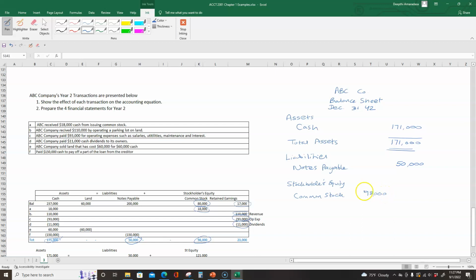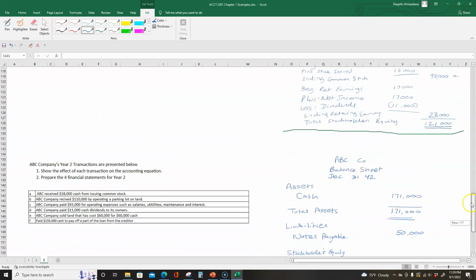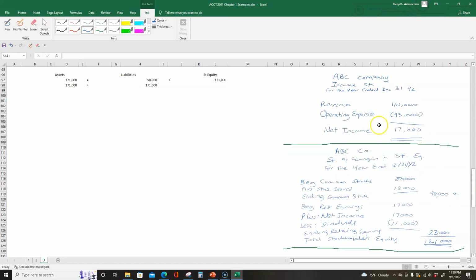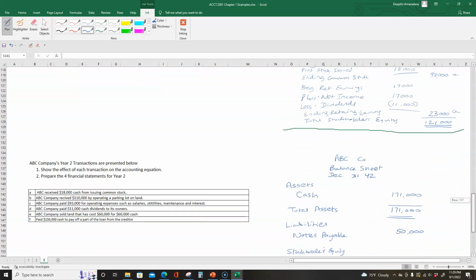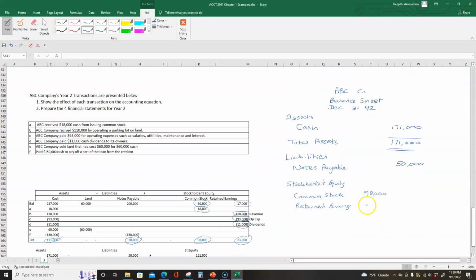And I'm going to indent that because we have 2 things here. And then the next one's retained earnings. And retained earnings are 23. We can see that here, but if you don't have the transaction analysis in front of you, you can go to your statement of changes in stockholders' equity and get that number. So the 23,000 is from the statement of changes in stockholders' equity. It's this number here. And that's the number that gets transferred to the balance sheet. So let's put 23,000 here.